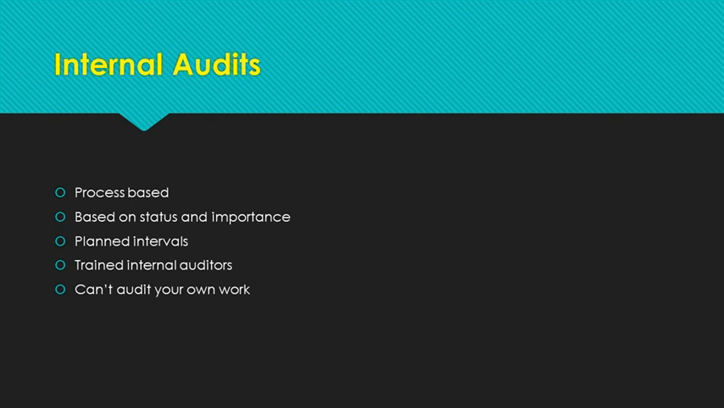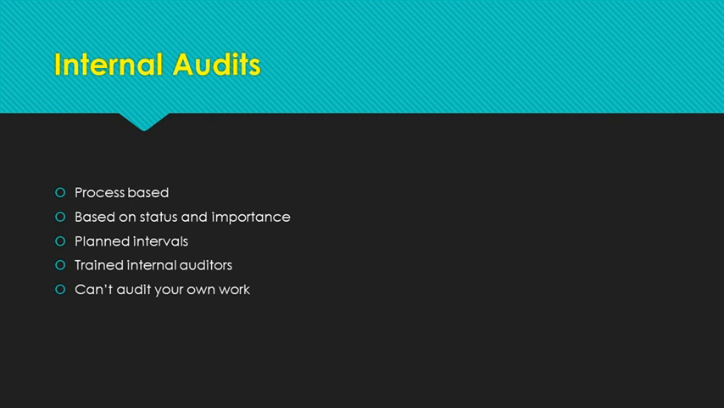Your internal auditors need to be trained on the current standard. If the last time you trained your auditors was to the 2000 version of the ISO 9001 standard, they are not qualified to perform your internal audits. They must be trained to the current version. You can send them out to courses. You can have them take online courses. You can bring someone in to train them. But they must be trained to the current level of the standard.